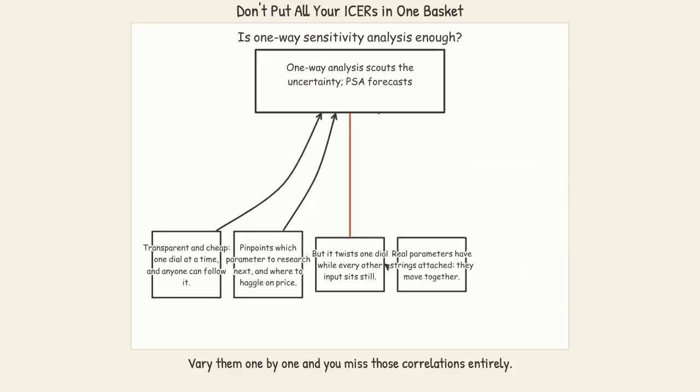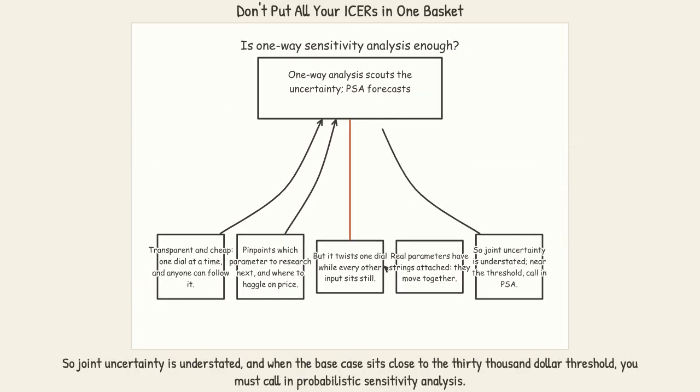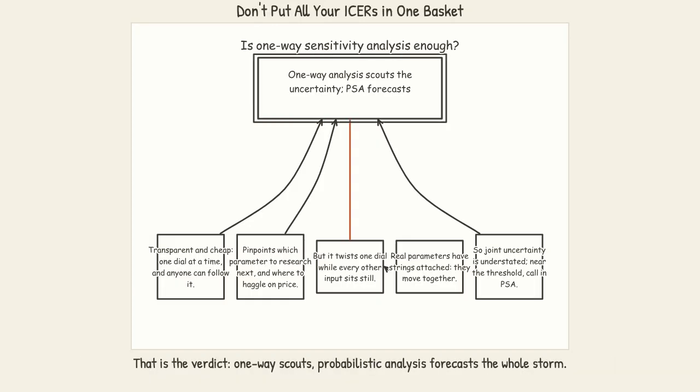So joint uncertainty is understated, and when the base case sits close to the $30,000 threshold, you must call in probabilistic sensitivity analysis. That is the verdict. One-way scouts, probabilistic analysis forecasts the whole storm.